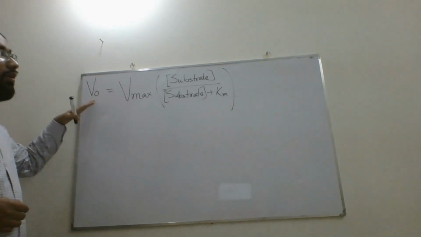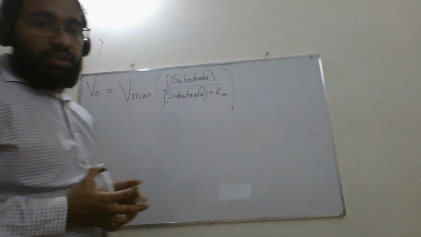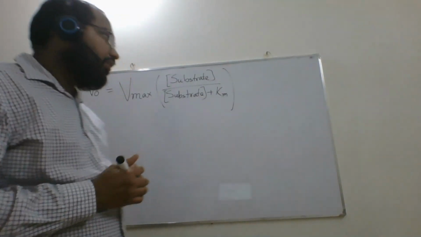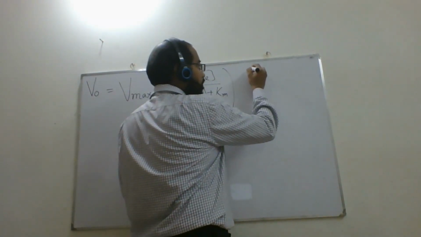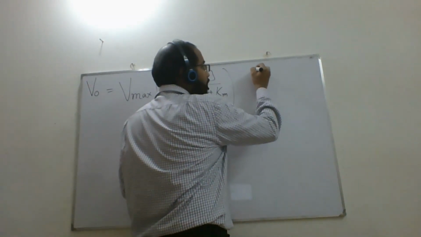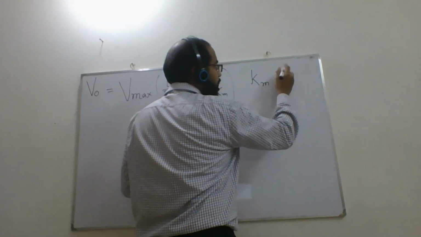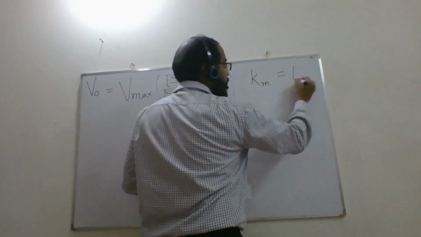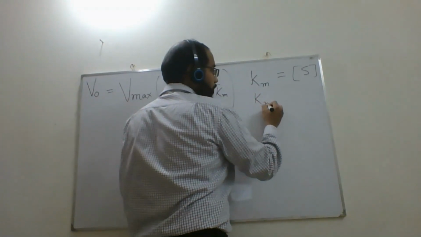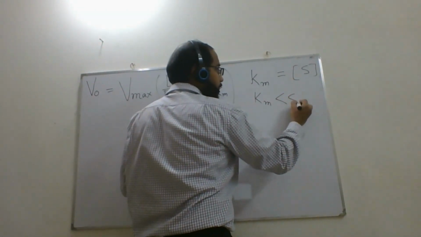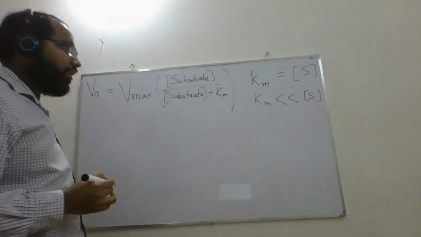Now for the Michaelis-Menten equation we already know the derivation, but if we consider special cases of the Michaelis-Menten equation, then I say to you that there are two different types of condition. One where Km is equal to substrate concentration, or Km is very much less than substrate concentration. Two different conditions we are considering here.